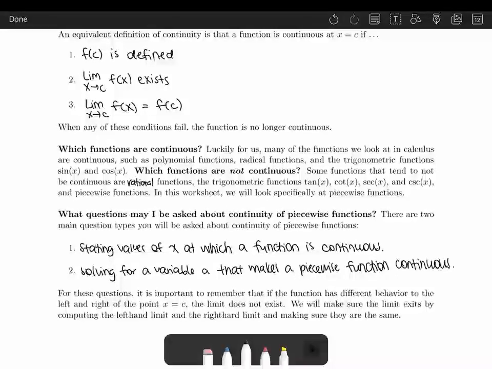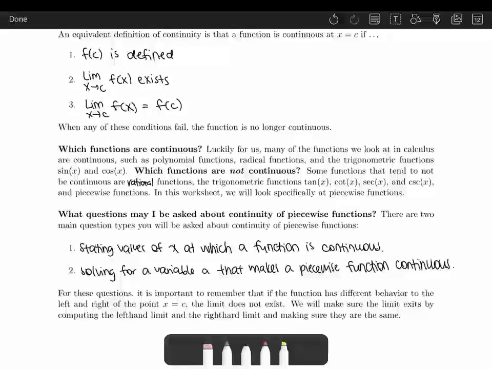For these questions, it's important to remember that if the function has different behavior to the left and to the right, that means our limit isn't going to exist. So we're going to make use of the fact that we know a limit exists if the limit from the left exists, the limit from the right exists, and those two things are the same. That's the approach we're going to take for these continuity of piecewise functions questions.